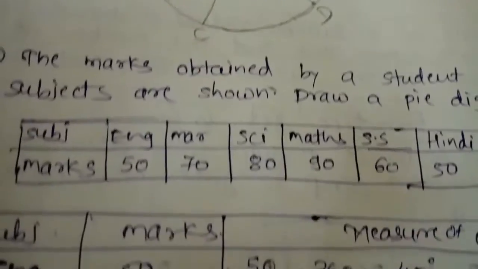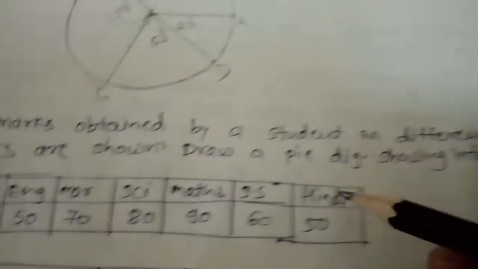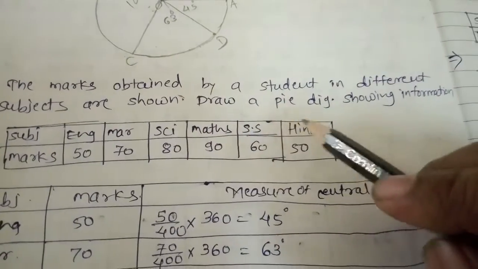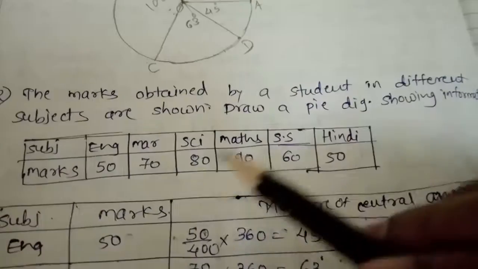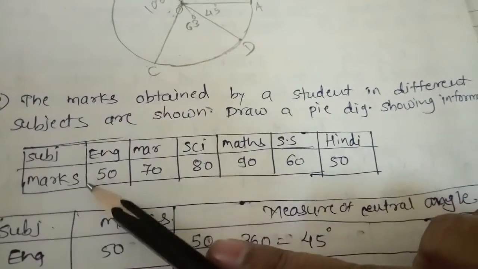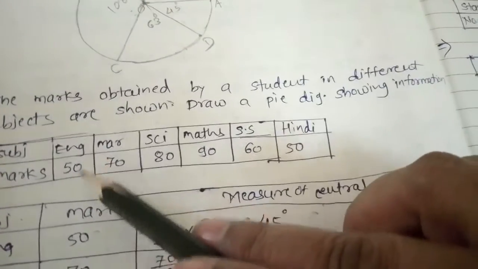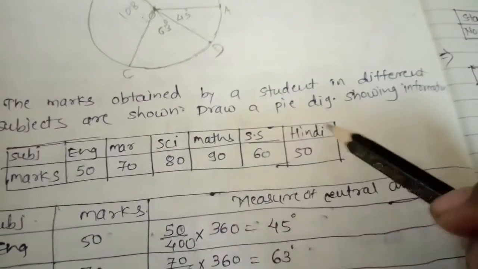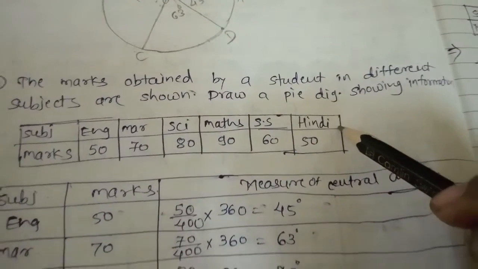Now see the next one, that is the marks obtained by a student in different subjects are shown, and you have to draw a pie diagram showing the information. So the example is like this way. So you are given the subjects and the marks obtained in that subject. So you have to draw the vertical table for this one.